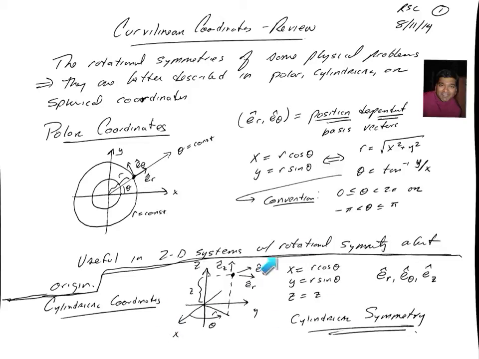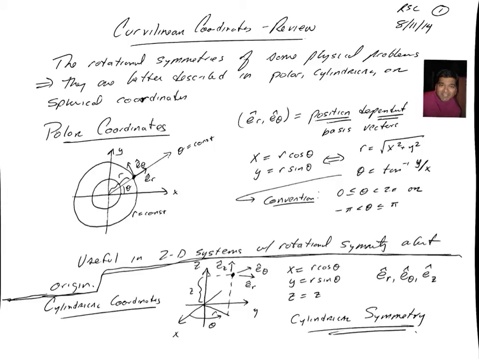So the basis vector change, or sorry, the coordinate transformation change is just the polar coordinate transformation change plus the z coordinate. Here, there's going to be basis vectors er hat, e theta hat, which are parallel to the xy plane, and ez hat, which is perpendicular to the xy plane. And this is useful for a 3-dimensional situation in which we have cylindrical symmetry.